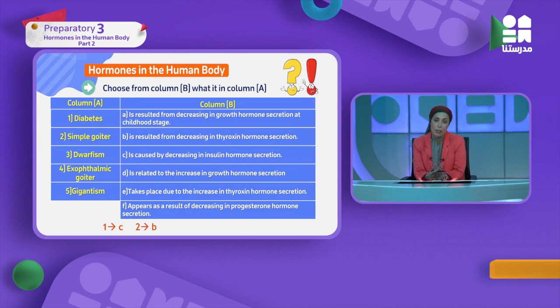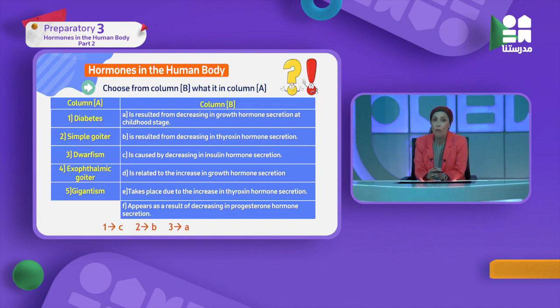Now dwarfism. I know that all of you know that dwarfism results from a deficiency in the growth hormone, a decrease in the growth hormone. So which one? Of course it's number A. So I choose number 3, which is dwarfism, with number A.